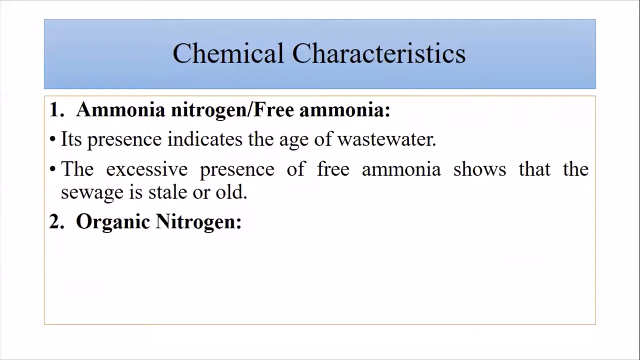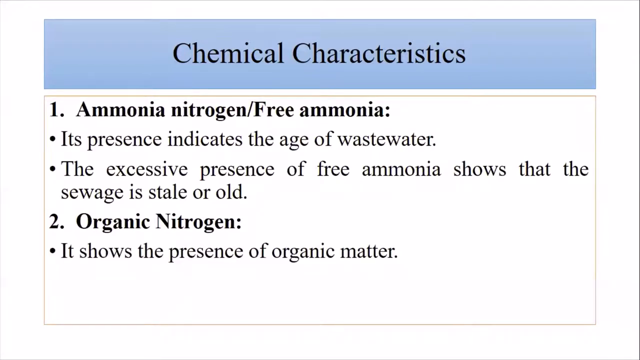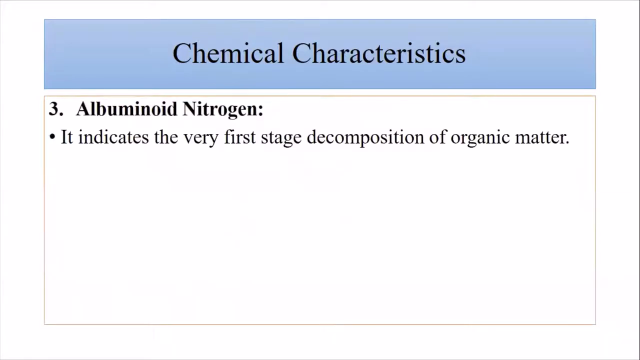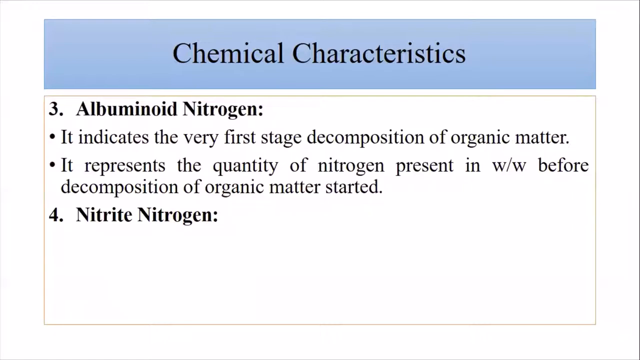So these are the forms. First, ammonia nitrogen or free ammonia. Its presence indicates the age of wastewater. The excessive presence of free ammonia shows that sewage is stale or old. Then organic nitrogen shows the presence of organic matter. Then ammonia nitrogen indicates the very first stage of decomposition of organic matter. It represents the quantity of nitrogen present in wastewater before decomposition of organic matter started.